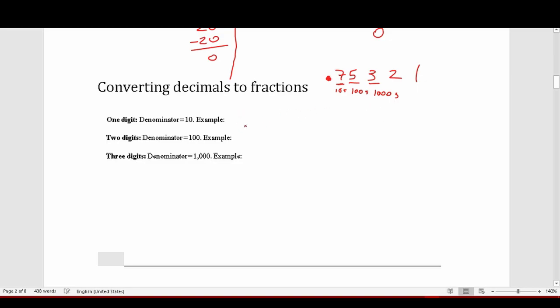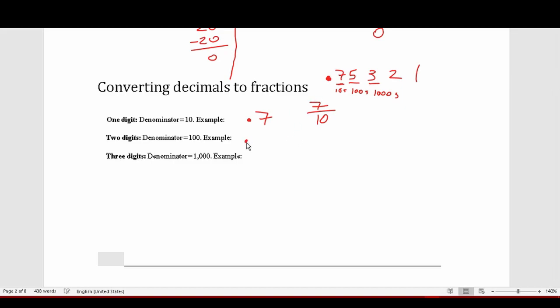Okay? So with this in mind, if I were to ask you to convert 0.7 to a fraction, I would first identify that 0.7, this 7, is in the tens place. So I'm basically going to put 7 over the place it's in. It's in the tens place. So 7 over 10. Okay?